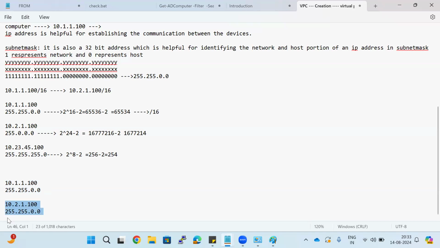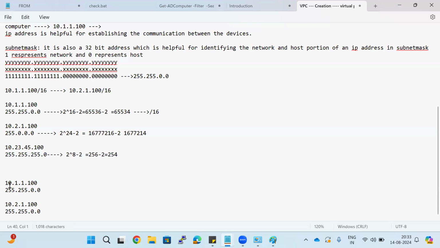And what about the second IP address? In the second IP address also you have 2 network octets. 10.2 is the network portion. Now, when you see these 2 network octets, do you find any difference? The first octet is the same, 10. But what about the second octet? In the first IP address, the second octet is 1. In the second IP address, the second octet is 2, which means that the network portions of these 2 IP addresses are different.